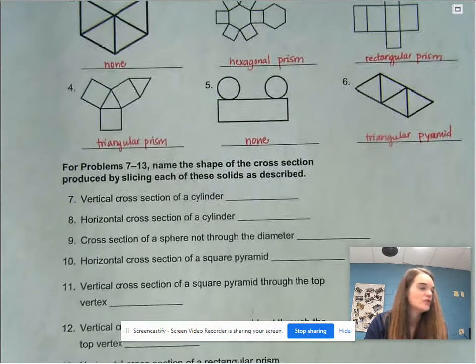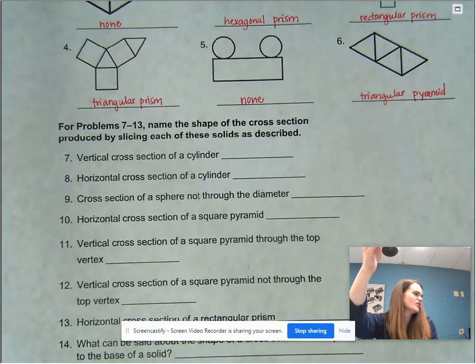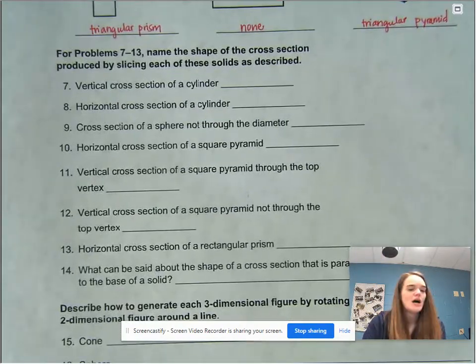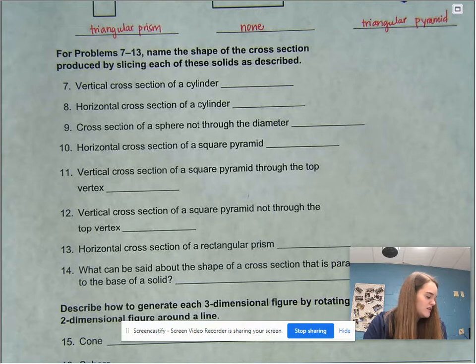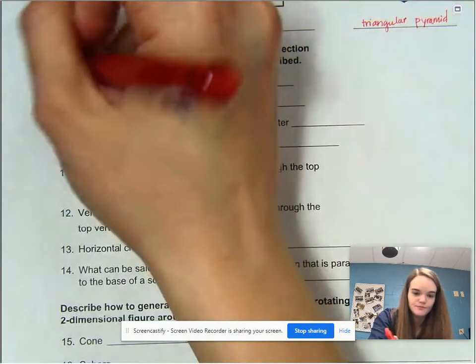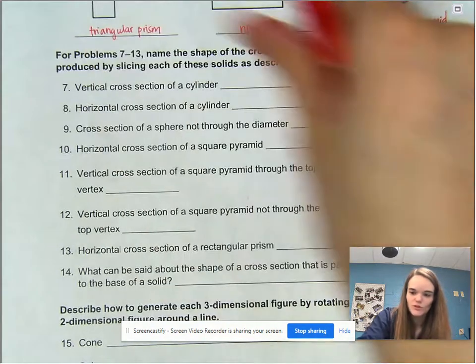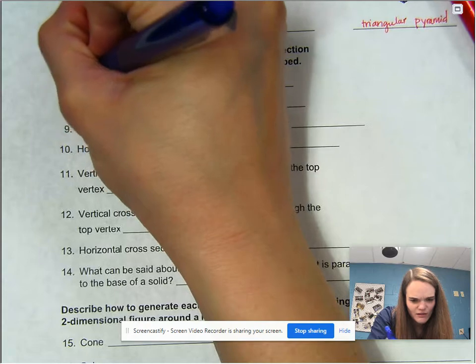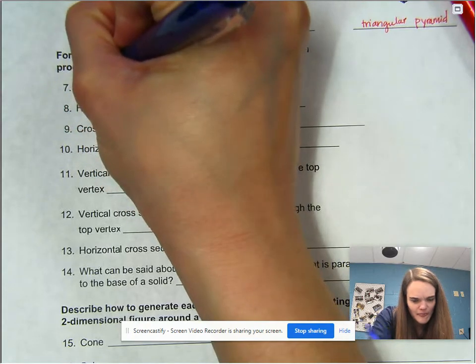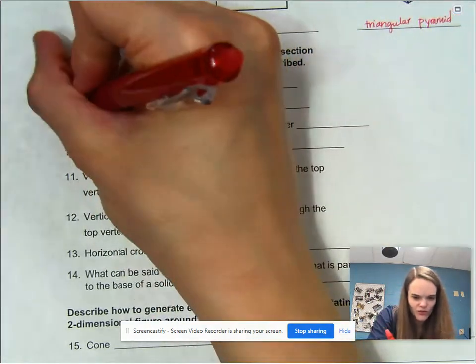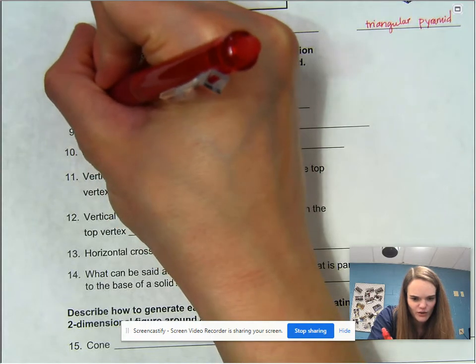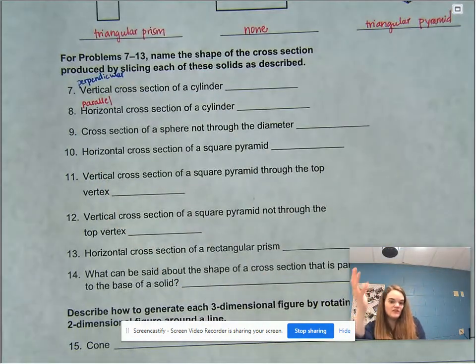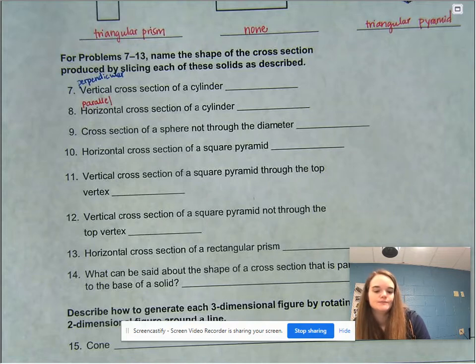All right, let's talk about these cross sections. Remember, it's like cutting it and looking at what's inside of it. A vertical cross section is the same as perpendicular, which I wrote in blue, perpendicular. A horizontal one is the same as parallel. So I would try to do these on your own. I'd pause the video and try all 7 through 14. Okay, I'll try those.